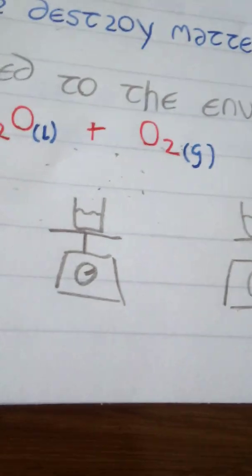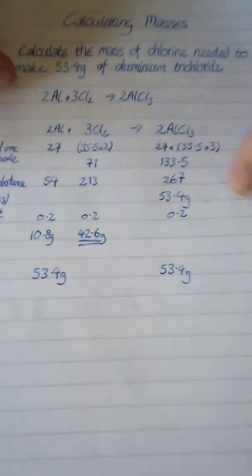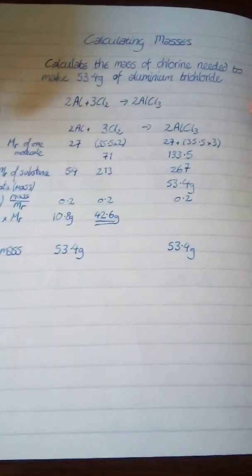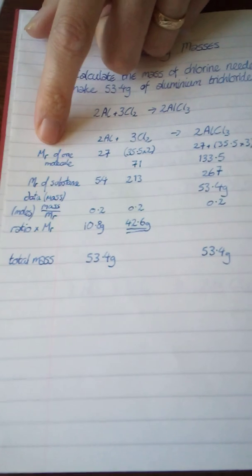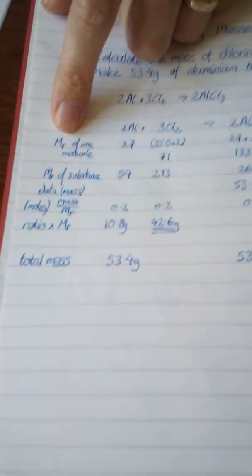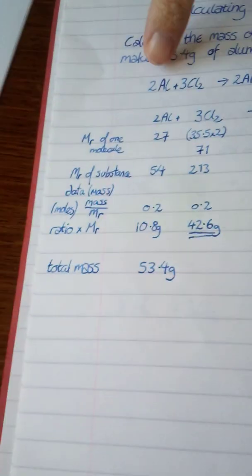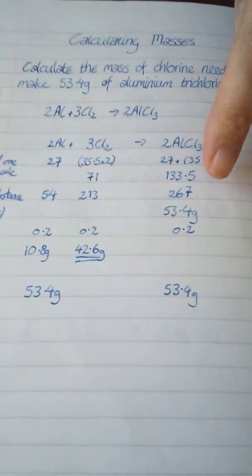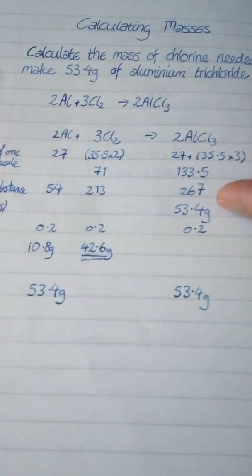Okay, calculate the masses of reactants and products from balanced equations given the mass of one substance. So that is this stuff here. Okay, we've got our balanced equation. Calculate the mass of chlorine needed to make aluminium trichloride. Okay, so we figure out the Mr of the molecule, and then we cheat a bit and we do the Mr of the substance as a whole. We take account of the big numbers here, just because that's easier for you guys. We put in the data that we've been given, mass divided by the Mr, always mass on top, just remember that.